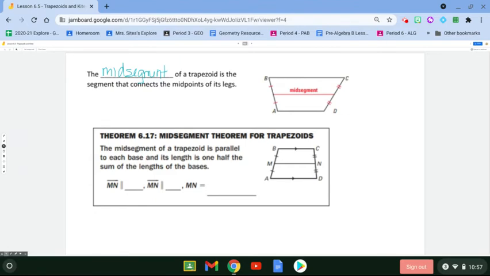And the midsegment theorem for trapezoids works like this. The midsegment of a trapezoid is parallel to each base, and its length is 1/2 of the sum of the lengths of the bases. So MN is parallel to BC, and MN is also parallel to AD. And the other part of this theorem is that it would be half of BC and AD when you add those two lengths added together.